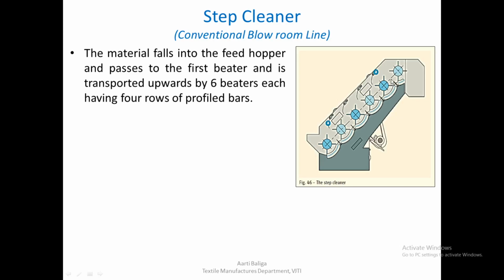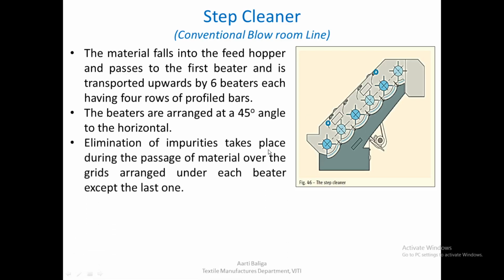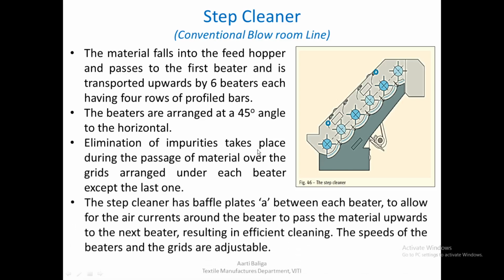So it will pass over these profiled bar beaters, and it will try to move upwards, just like the inclined spike lattice. The angle is also 45 degrees, so the beaters are arranged at a 45-degree angle to the horizontal. Elimination of impurities takes place during the passage of material over the grids arranged under each beater except the last one. So if you observe carefully here, the grid bars are arranged below all the 5 beaters except the last one.